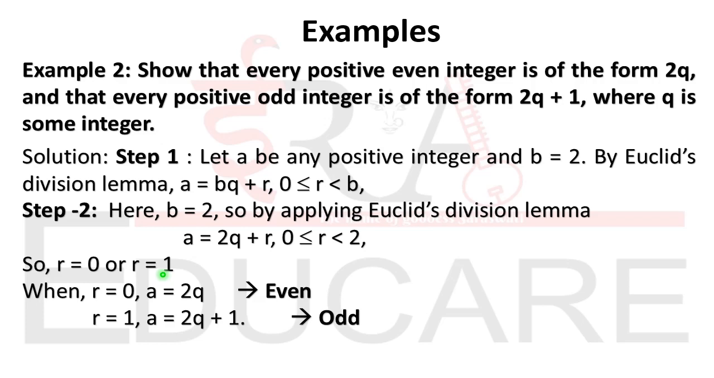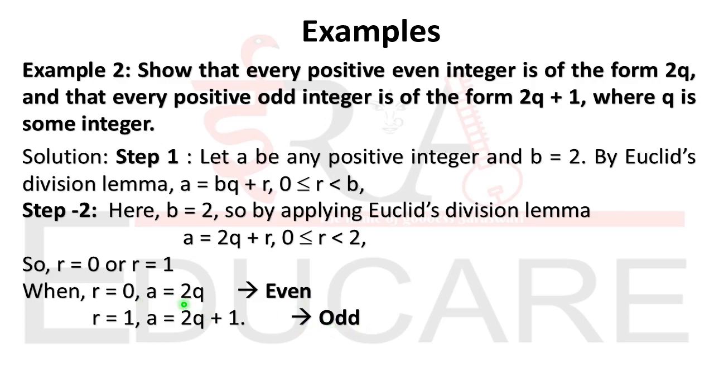Am I right? Now when r is equal to 0, put the value of r in a equal to 2q plus r. So you get 2q, and when r is equal to 1, a is equal to 2q plus 1. Now you know that if you divide any number by 2 and the remainder is 0, then this number is called an even number, and if the remainder is 1, then it is called an odd number.